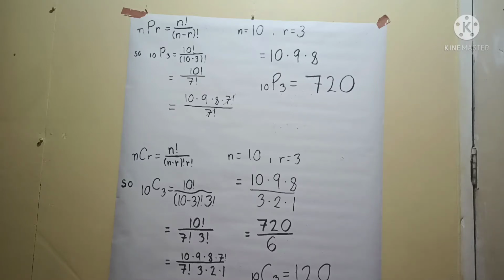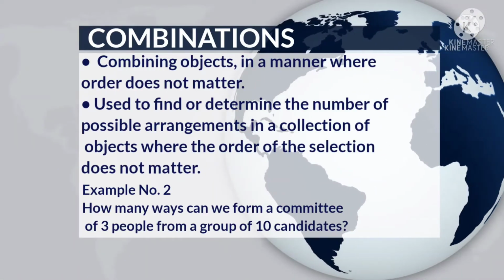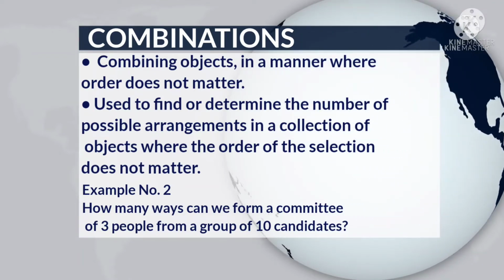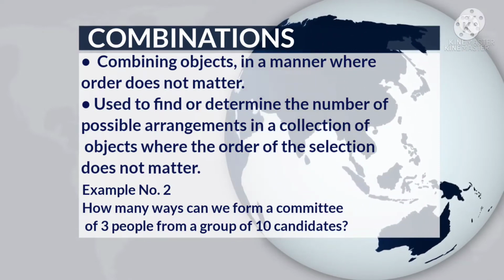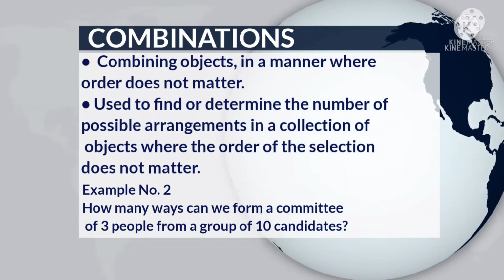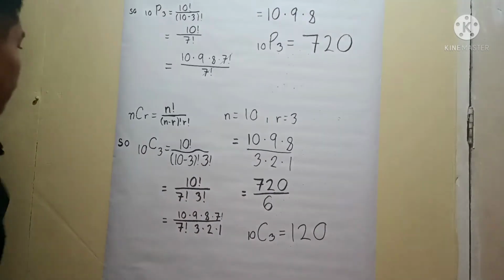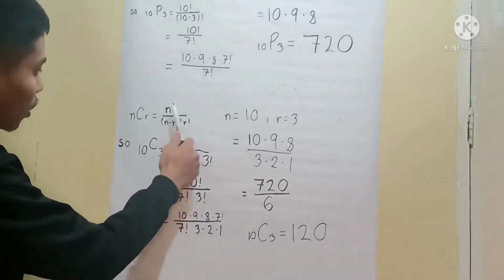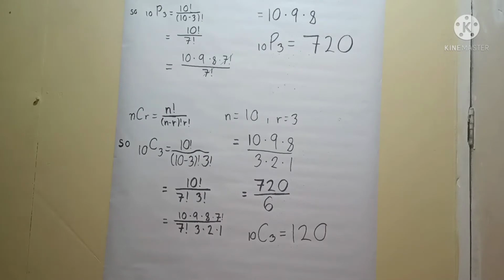And now, on to combinations. Combinations, on the other hand, are combining objects in a manner where order does not matter. It is also a mathematical technique used to determine the number of possible arrangements in a collection of objects where the order of the selection does not matter. Here is the equation of combination. nCr equals n factorial over n minus r factorial and r factorial.